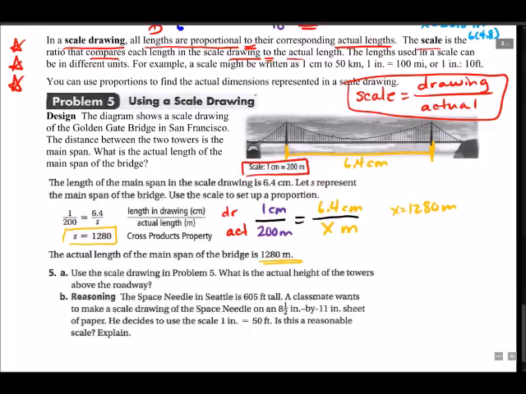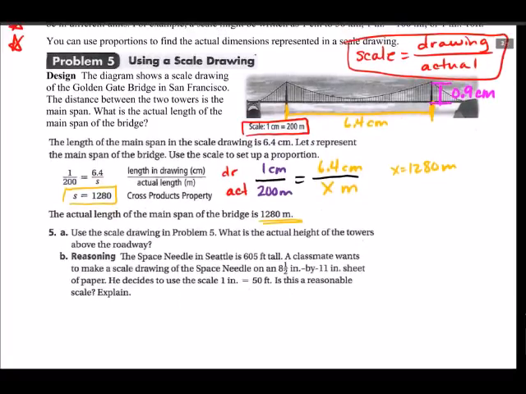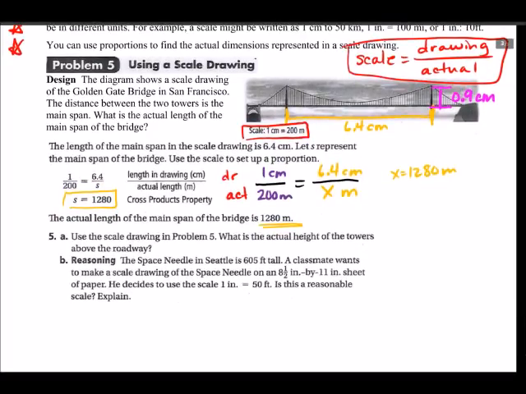Now, the next problem asks you to find the height of the towers. I am going to tell you above the roadway that this is 0.9 centimeters on the drawing. So it's your turn. Go ahead and work this last problem.